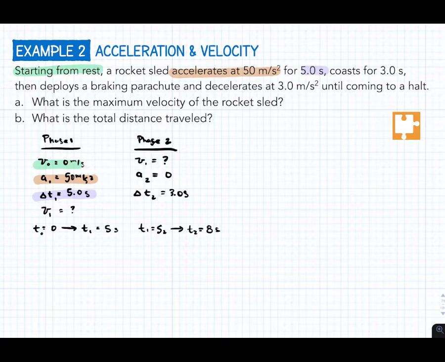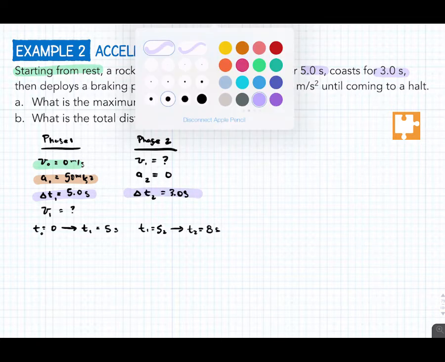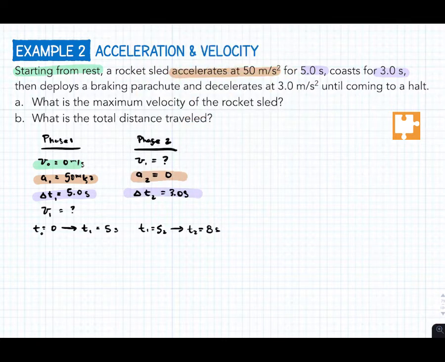So we have this coast for 3 seconds. So 3 seconds goes here. Here's the coasting part. And then we have one more phase, right? So in phase 3, we deploy a braking parachute. So we don't know what our initial velocity is here either. But we know our acceleration 3 is going to be 3 meters per second squared. Is it positive or negative? Negative. Yeah, so that's going to be negative 3.0 meters per second squared. But we know our V3, our final velocity, is 0 meters per second.